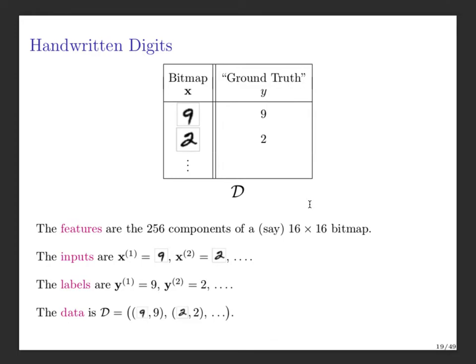The canonical example for this question is that of labeling handwritten digits. Just for fun, I want you to think about how you would solve this problem. So you guys know what a bitmap is?